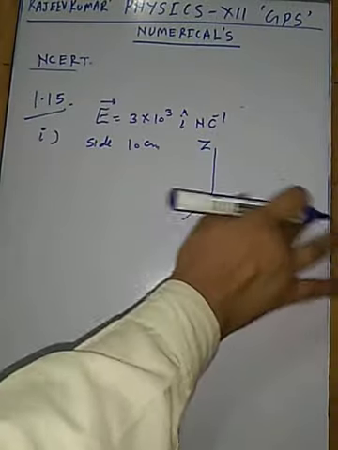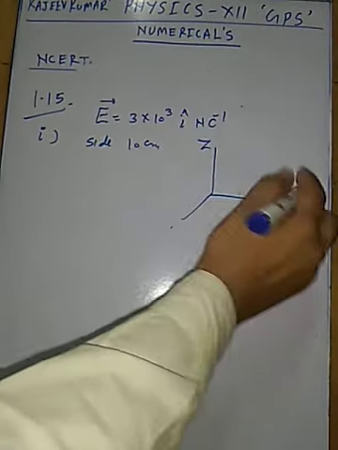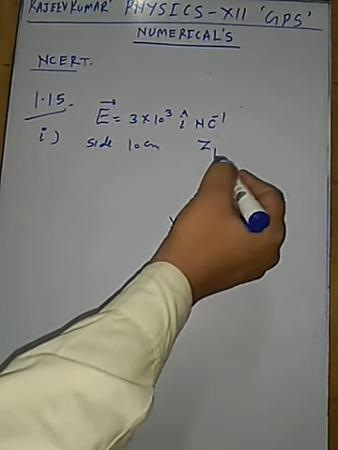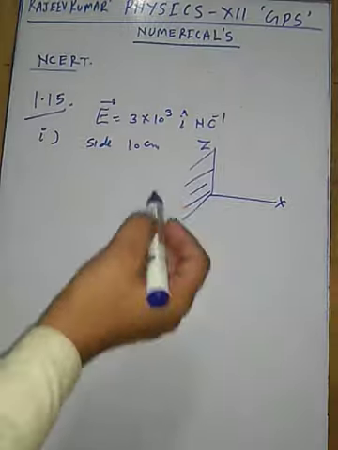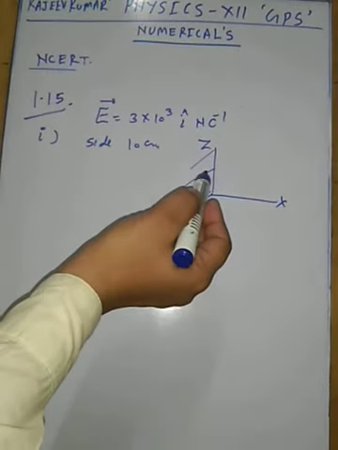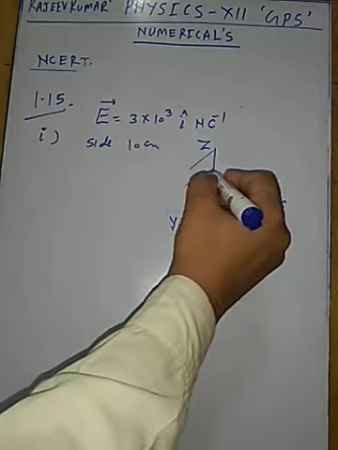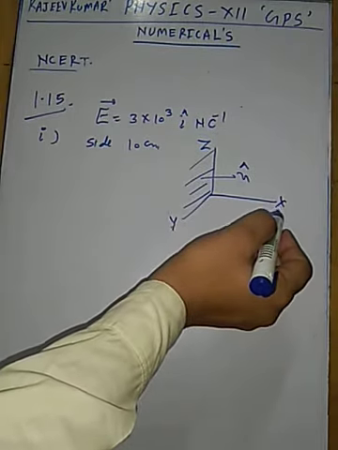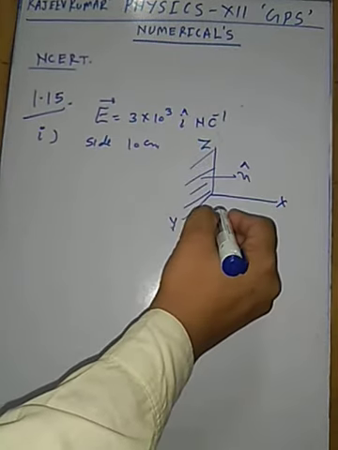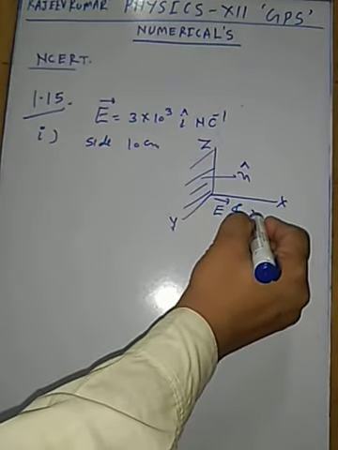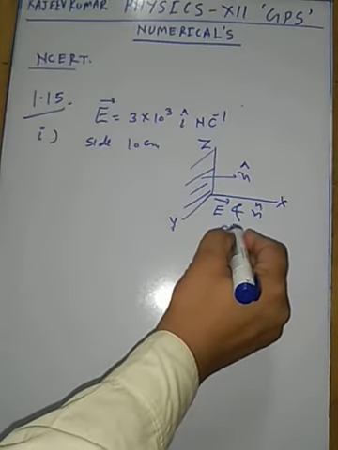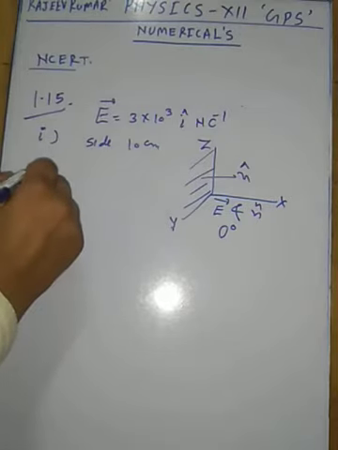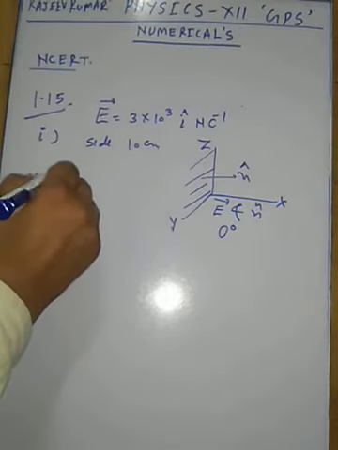For the YZ plane, we can take this as Y, this as Z, and this as X. This may be a plane, and the square plane is parallel to this, which means the normal to the square is in the direction of X, so the angle between the direction of electric field and the normal is 0 degrees. Okay, now we have to calculate the flux phi E.